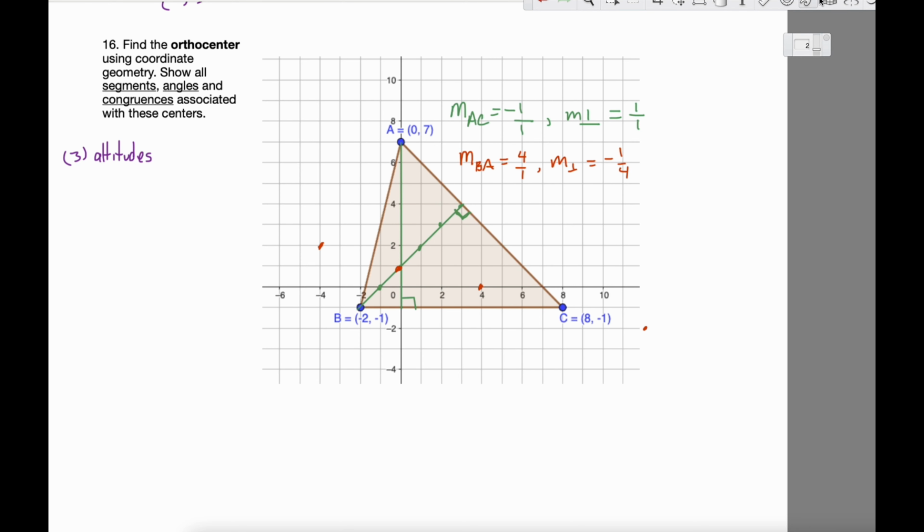Doesn't matter that I'm off the line, off the triangle. I just need to line it up for my slope, but then I'm going to back this down until it hits the line right there. Maybe I should have done this in green. That is my last altitude, and they all intersect right here, which is the orthocenter. And let's label it. It is at 0, 1.